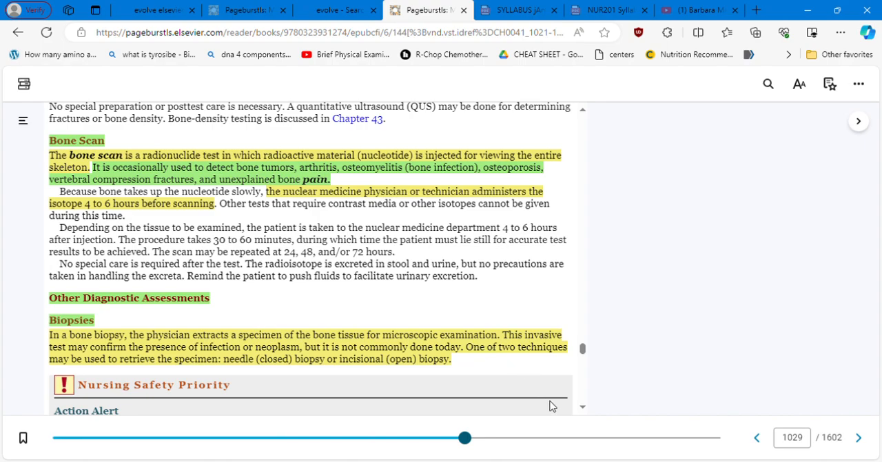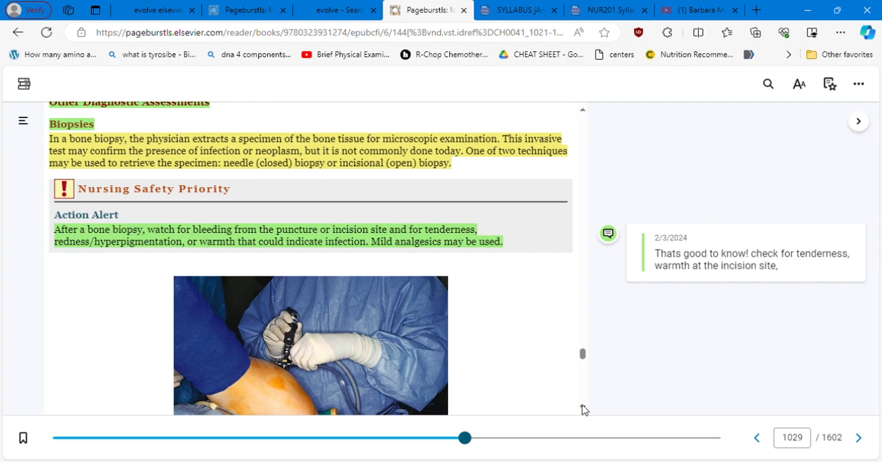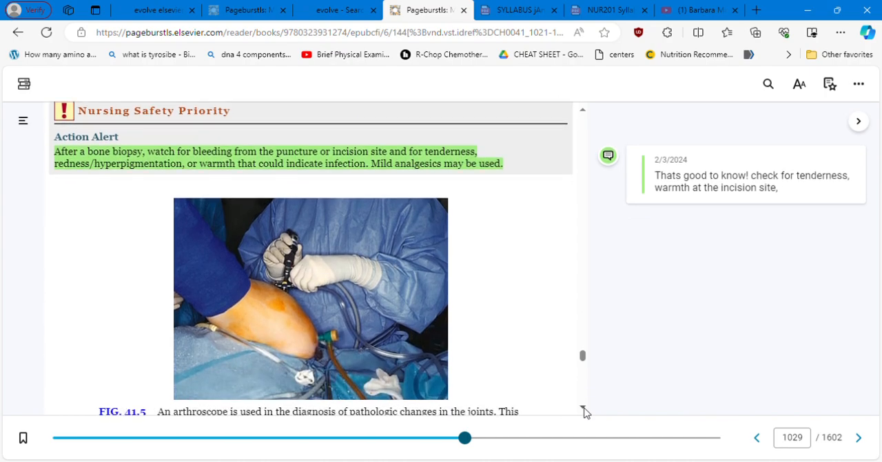Other diagnoses, biopsies. In a bone biopsy, the physician extracts a specimen of the bone tissue for microscopic examination. This invasive test may confirm the presence of infection or neoplasm, but it's not commonly used today. One of two techniques may be used to retrieve the specimen: needle biopsy or incisional open biopsy. So action alert, that's good to know.